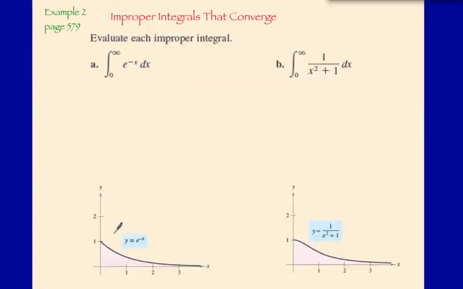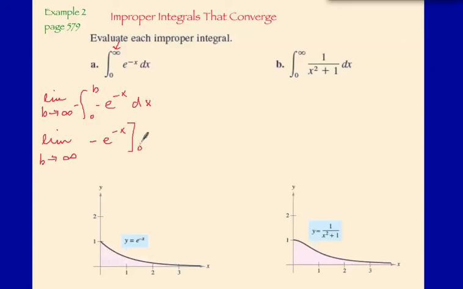Now let's look at example 2, improper integrals that converge. Once again, what makes this improper is the endpoint is infinity. Let's replace this with the letter b. The limit as b approaches infinity of this integral from 0 to b of e to the negative x dx. Now to make this right, there should be a negative here and a negative there. This becomes the limit as b approaches infinity of negative e to the negative x from 0 to b.